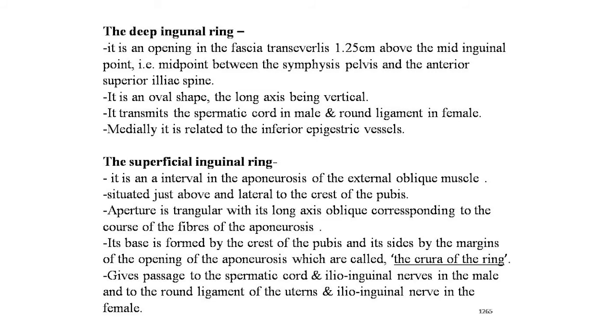At its margin, the fascia transversalis is condensed. Medially, it is related to the inferior epigastric vessels. It transmits the spermatic cord in the male and the round ligament of the uterus in the female.